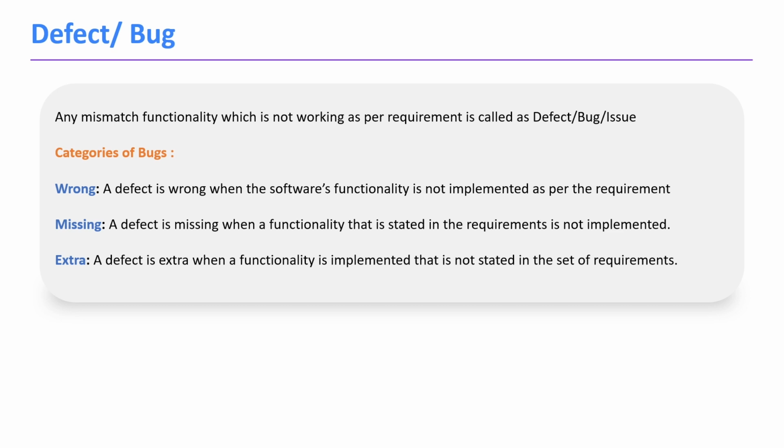Then the third one is extra. We can say the bug belongs to the extra category when a functionality is implemented that is not there in the set of requirements, meaning the functionality is not mentioned in the requirement but is implemented in the software application, so that is something other than the requirement. Whenever this kind of bug is found in the application, we say that bug belongs to the extra category.